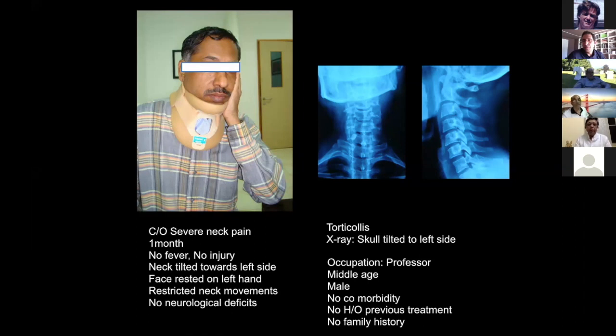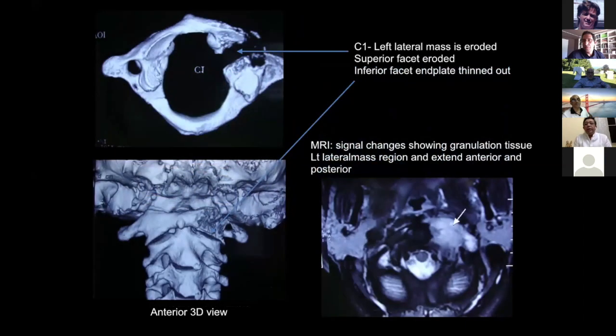He underwent strategic radiological studies, both CT scan and MRI. Here you can see the CT scan, which shows the C1 left lateral mass is completely eroded, and the superior facet is also eroded. The inferior facet end plate was pretty thinned out. So you finally see that the complete lateral mass is eroded with some kind of disorder.